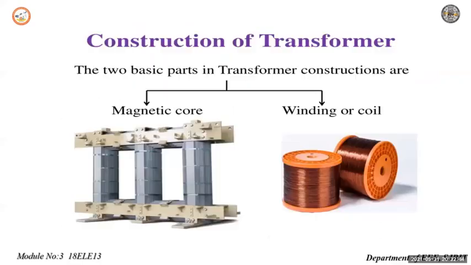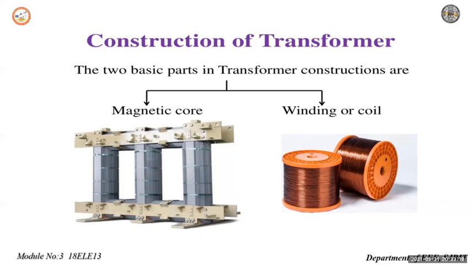Next, we can come to the construction. You can see the construction here. There are two basic parts of the transformer. One is the magnetic core, the other one is the winding or coil. The core of the transformer is either square or rectangular in size. It is further divided into two parts. The vertical portion on which coils are wound is called the limb, while the top and bottom horizontal portion is called the yoke of the core. These parts I have shown here.